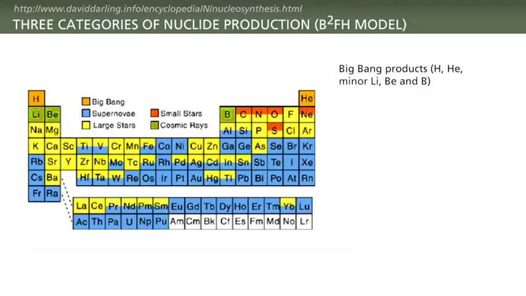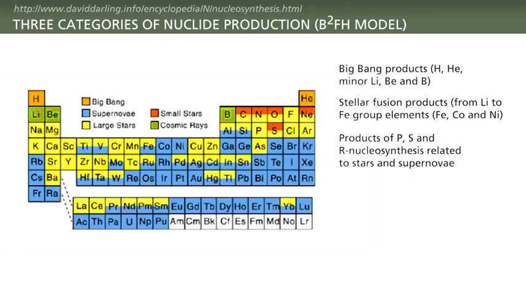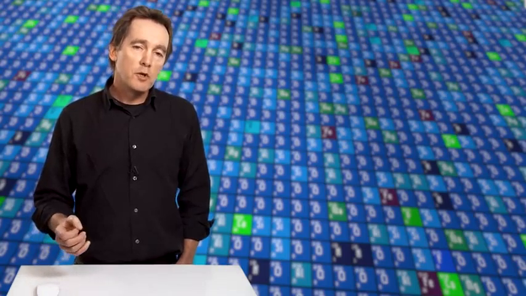The second is referred to as stellar fusion products. That goes from lithium all the way up to the iron group elements, including iron, cobalt, and nickel. And then we have the third group, which is the products of nucleosynthesis related to stars and supernova, and we'll explain that in a second, but they generated all the elements heavier than iron, including some lighter elements like aluminum, silicon, titanium, and vanadium. Okay, first to explore then the Big Bang nucleosynthesis.